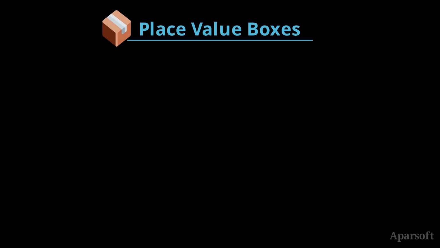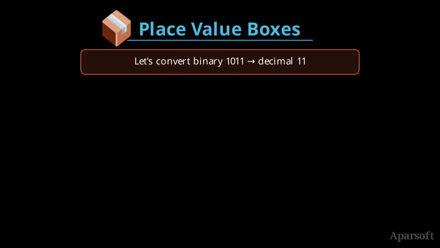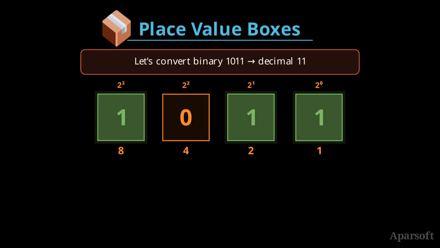Now let's see place values in action. We'll convert the binary number 1011 to decimal step by step. Look at our binary number, 1011. Each digit is in its place value position. The first digit is 1 times 8, the second is 0 times 4, the third is 1 times 2, and the last is 1 times 1.